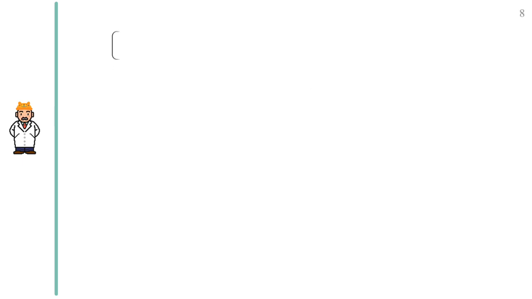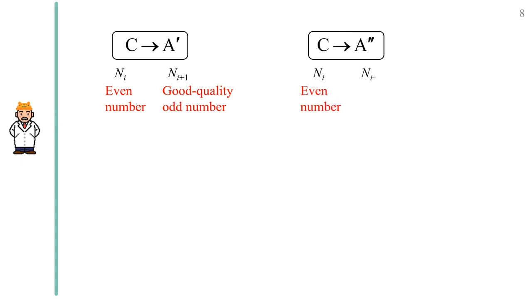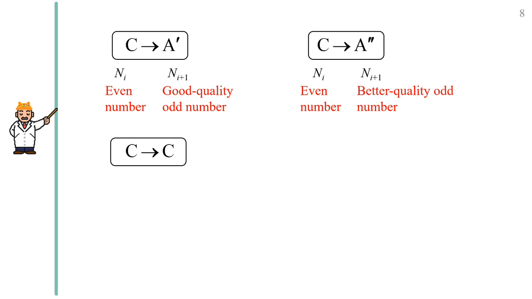In the case of C arrow A prime, the initial value n sub I is an even number, and the final value, that is, the next value n sub I plus 1, is a good quality odd number. In the case of C arrow A double prime, the initial value n sub I is an even number, and the final value n sub I plus 1 is a better quality odd number. In the case of C arrow C, both n sub I and n sub I plus 1 are even numbers.